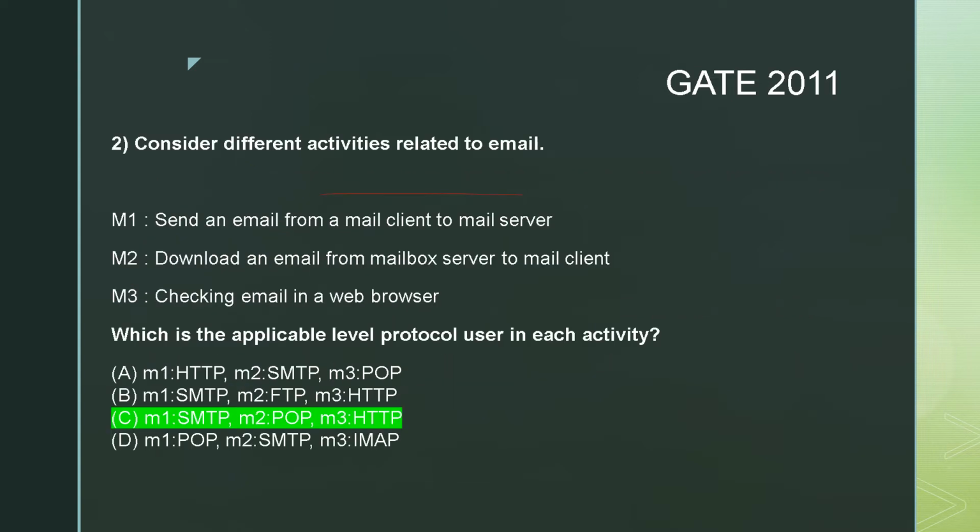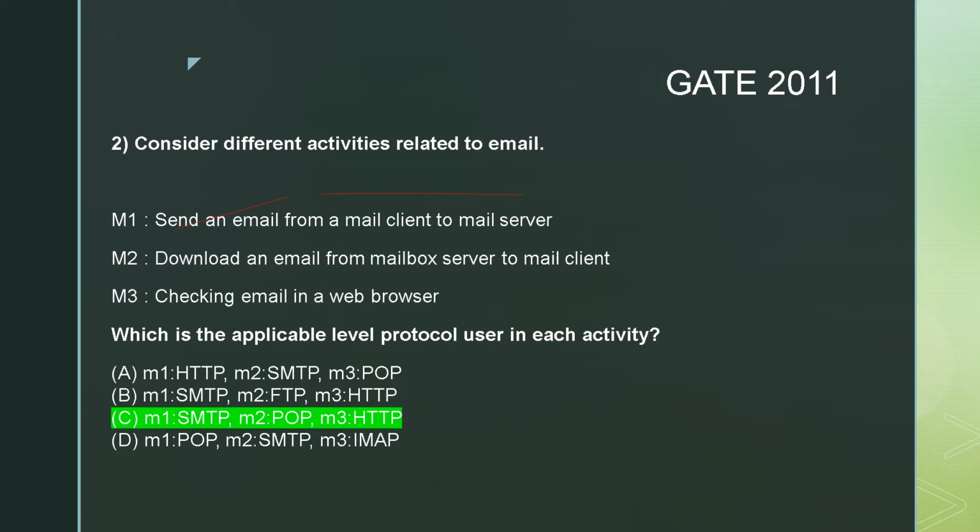The next question: consider different activities related to email. M1, send an email from a mail client to a mail server. M2, download an email from a mailbox. M3, checking email in a web browser. What is the applicable application layer protocol used in each activity?